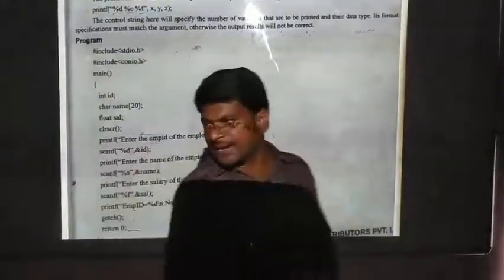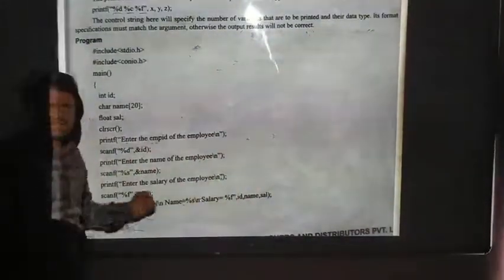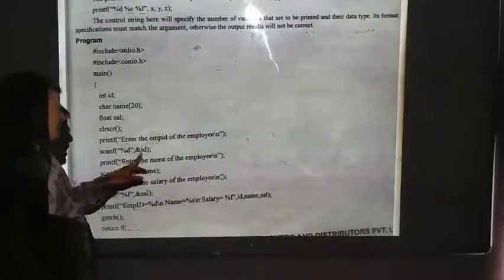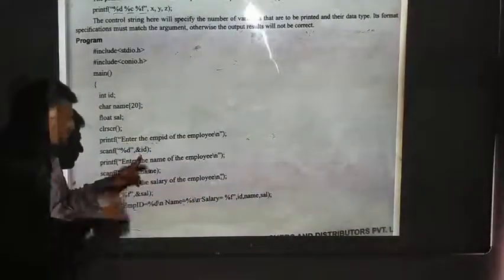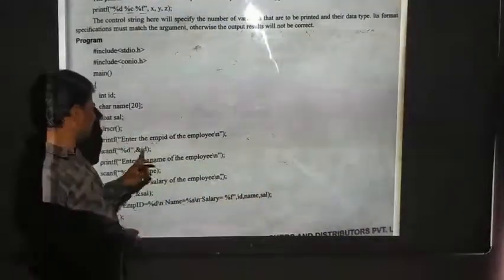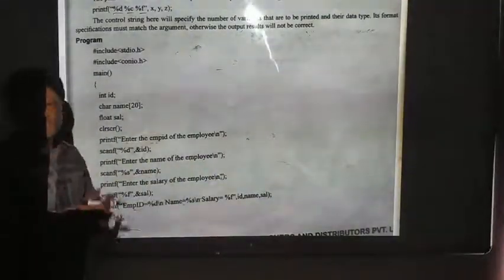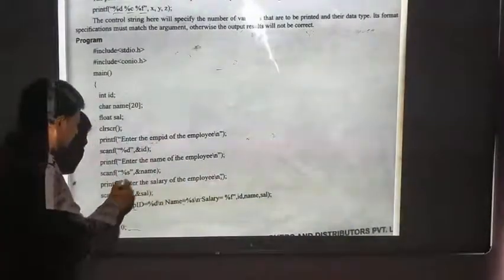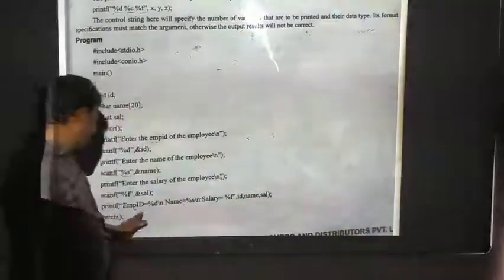If you see, the control string here will specify the number of variables that are to be printed and their data types. Okay, if you see the example here, for the employee ID we are giving %d. Employee ID is a variable. Here it will allocate some memory space for the employee ID. Now, the name of the employee we will give in string type only, right? That's why we are giving %s here. And after that, employee salary means what? It may be in a floating type. That's why we will give %f.